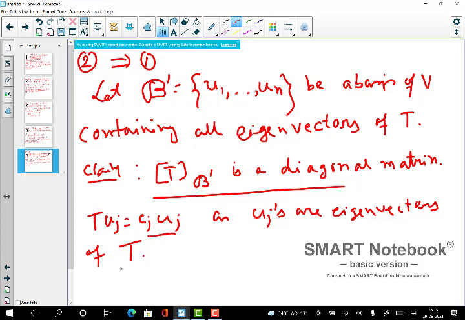But what does that mean? That means you are writing T uj in terms of uj. So the other terms are 0, right? So 0 times u1, 0 times u2, and so on. Only the jth one is cj uj. Everything else is 0, and the last one is 0 times un. So then what is the matrix representation with respect to this basis? Obviously the jth column will have only cj in it, and other than that will be 0, right?